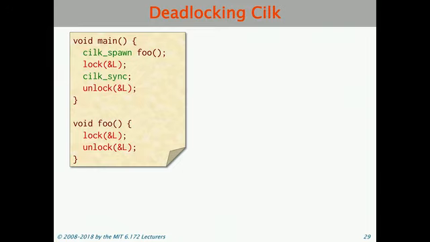This is a situation where you can deadlock your program in Cilk with just one lock. So here's an example of code that does that. Main spawns off foo, and foo basically locks the lock L and then unlocks it. And meanwhile, after it spawns off foo, the continuation locks L itself and then does a sync, and then it unlocks it.